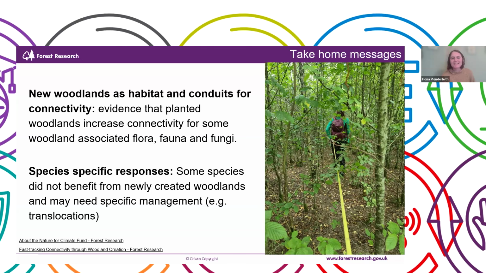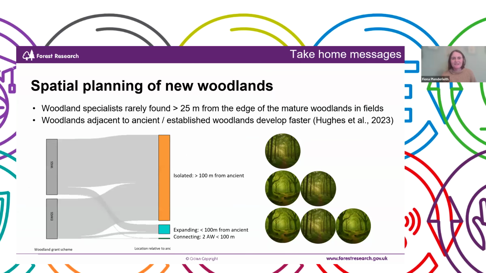Next slide. So I just wanted to end by talking about what this evidence that we've collected means for particular species on a larger scale. So it really highlights the importance of spatial planning of new woodlands. For example, woodland specialists in our study were rarely found greater than 25 meters from the edge of a mature woodland in fields. So we might only get this connectivity benefit if those woodlands are really adjacent to that source habitat, that ancient woodland or that long established woodland.